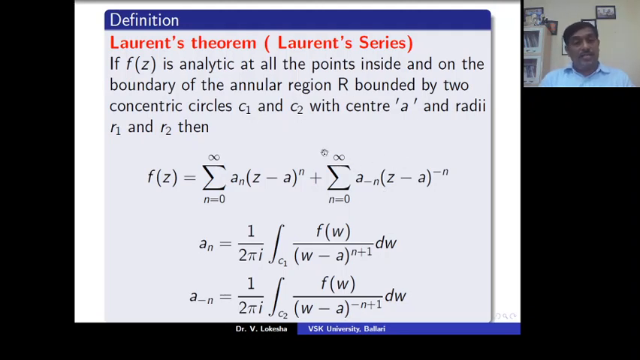You also know that this theorem we already explained in the previous classes. That is, two circles will be there with center a, and C1 and C2 are concentric circles, meaning only one center, with radius R1 for one and R2 for the other.